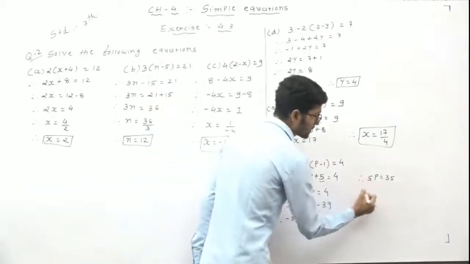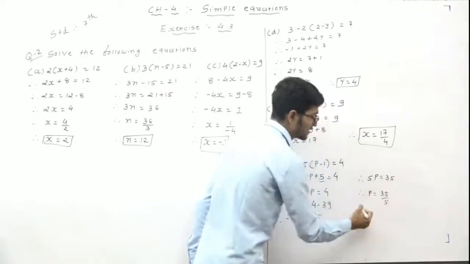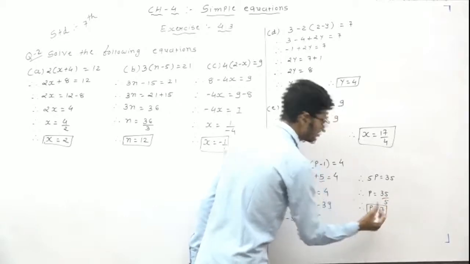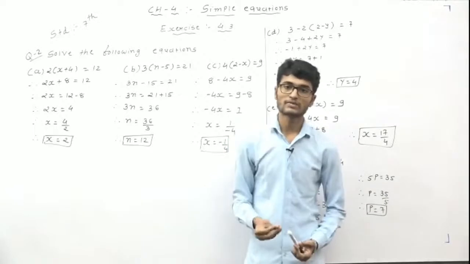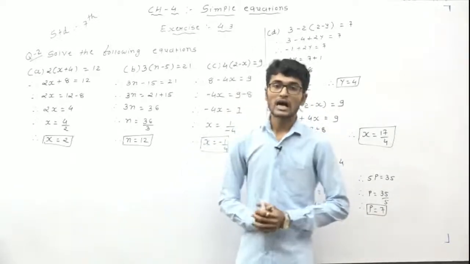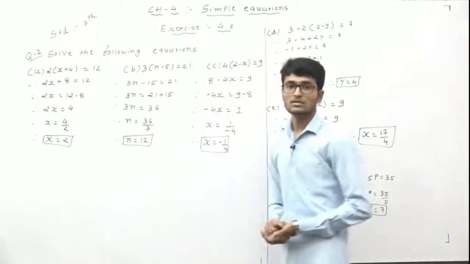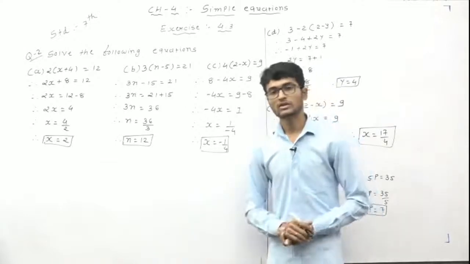Now 5 is multiplied on this side, p is equal to 35 by 5, it means both sides divided by 5. So p is equal to 35 divided by 5, it means p is equal to 17. Sorry, p is equal to 7. Why? Because 7 fives are 35. If you cancel this, what will you get? 7. So clear, students, how to solve the bracket equations? First of all, remove the bracket and then solve. Okay, to the next question.